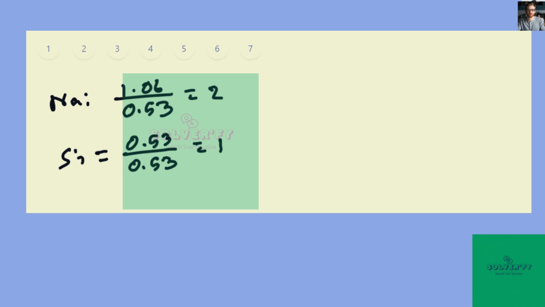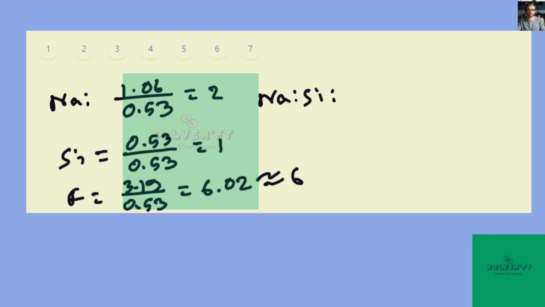So the ratio here is 2 is to 1 is to 6, and that means the empirical formula will be Na2SiF6. So this is the empirical formula for the compound.